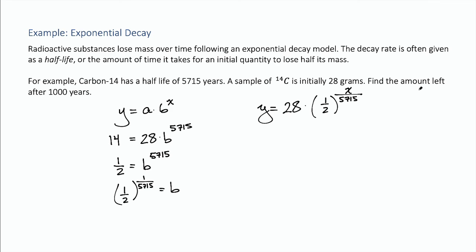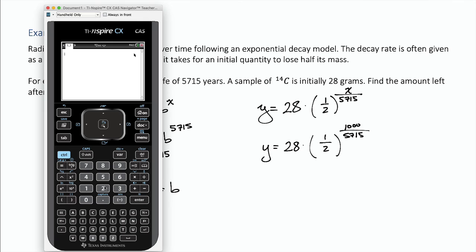We'd like to find the amount left after 1,000 years. So we can go ahead and plug 1,000 in: 28 times 1/2 to the 1,000 over 5,715. And now we're ready to plug this into our calculator.